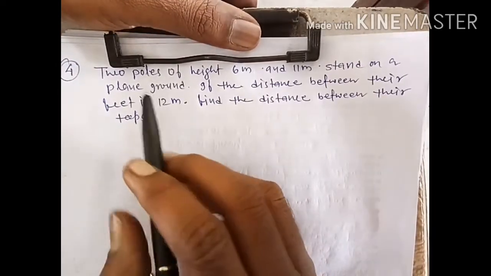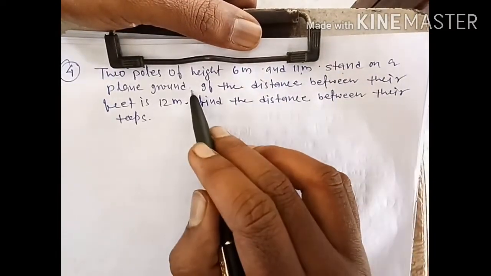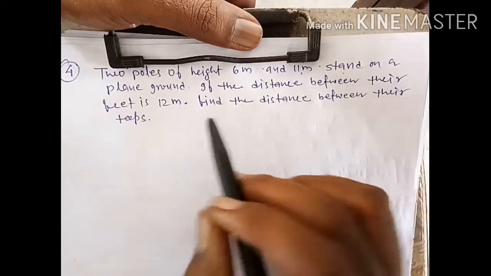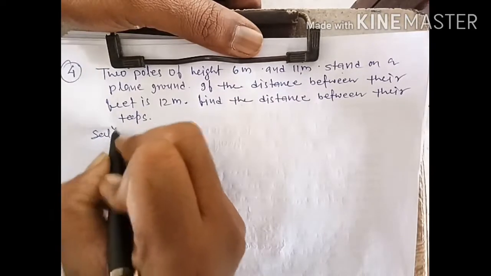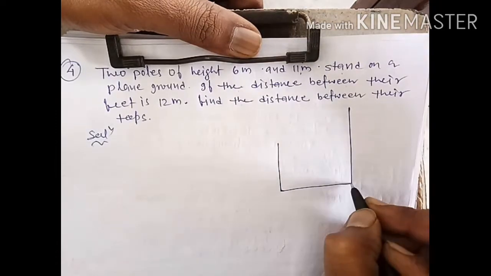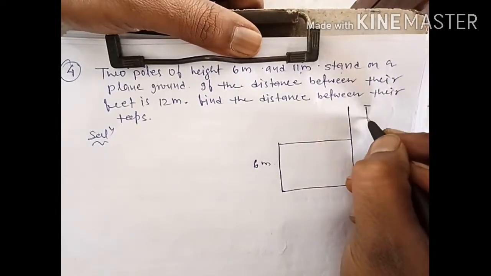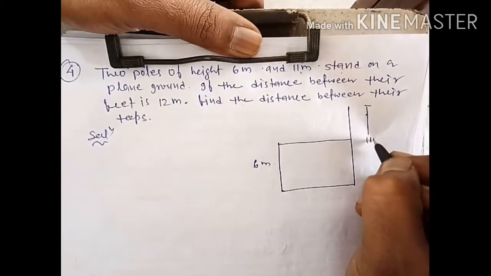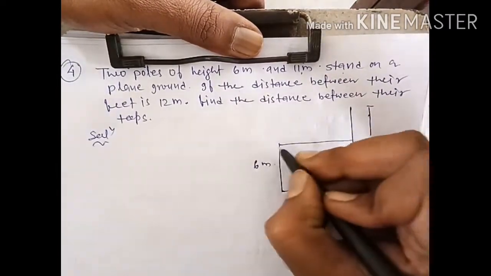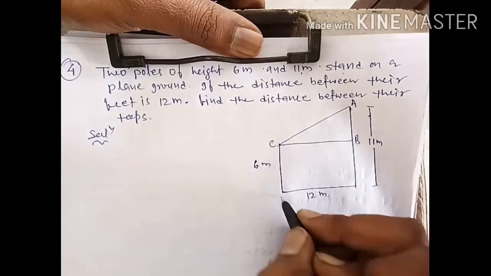Here the question number 4. Two poles of height 6 meter and 11 meter stand on the plain ground. If the distance between their feet is 12 meter, find the distance between their top. Suppose here solution is, suppose this is two pole. First is 6 meter height and other is 11 meter height. And the distance between their feet is 12 meter. So A, B, C, D, E.